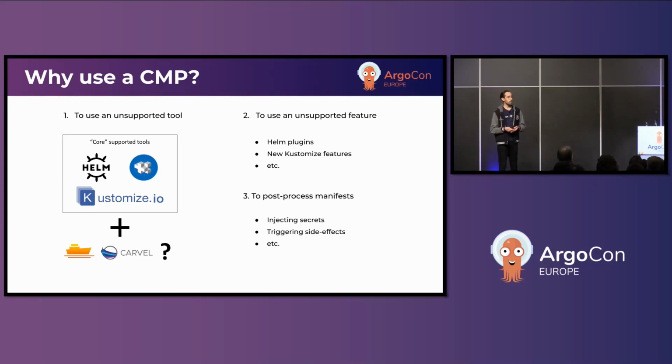And then finally, a lot of folks find it useful to do post-processing on manifests. A common one is injecting secrets. I've seen people actually trigger side effects, so whenever manifests are rendered, they want to trigger some other job for whatever reason. Plugins are a good place where you can hook in and do that.